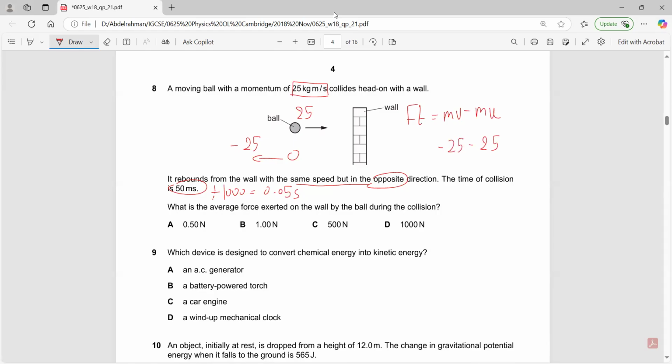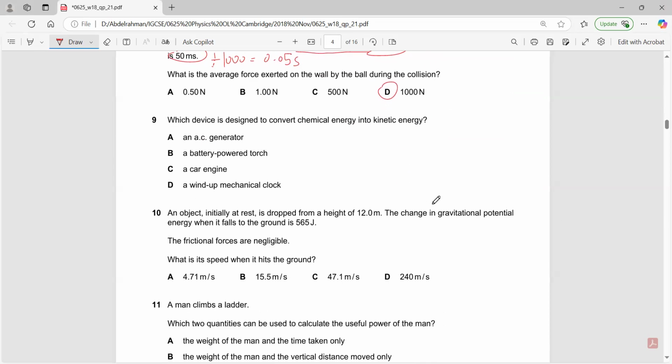So negative 25 minus 25 equals force times the time, which is 0.05. All you do is divide: negative 25 minus 25 divided by 0.05. This would give you a total force of 1000 newtons.